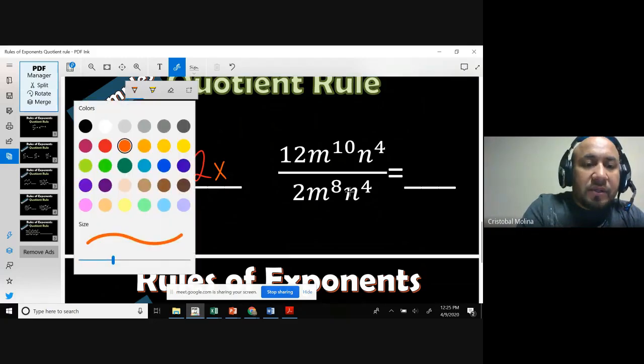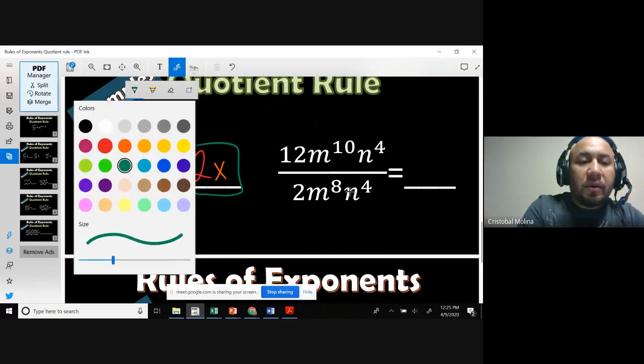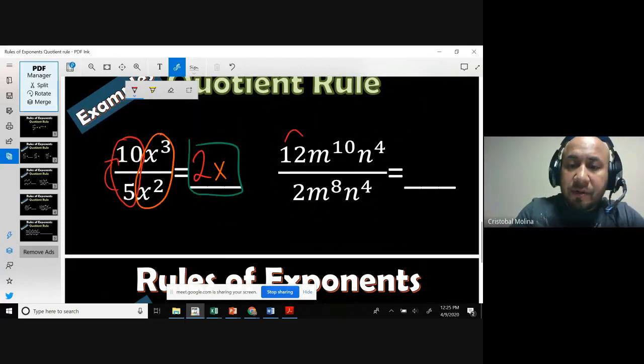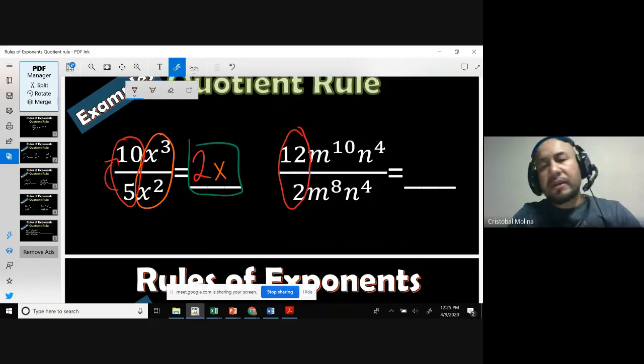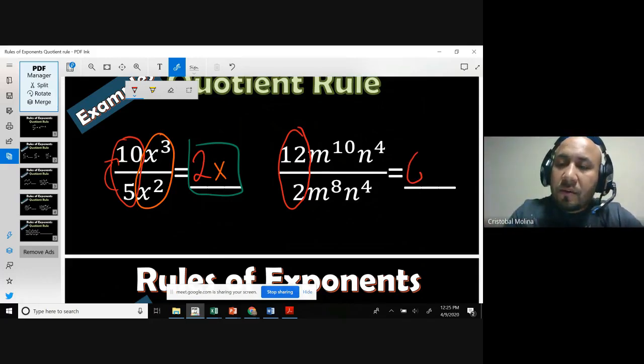Okay, so that expression right there gave us 2x. Let's go ahead and work out the next example. I'm going to work out the numbers first, right? We're going to divide the numbers like always. 12 divided by 2. How many 2's go into 12? 6. So my coefficients should be 6, which are the big numbers.